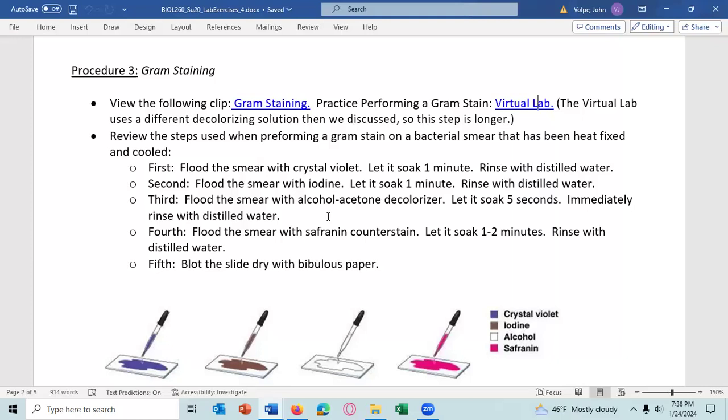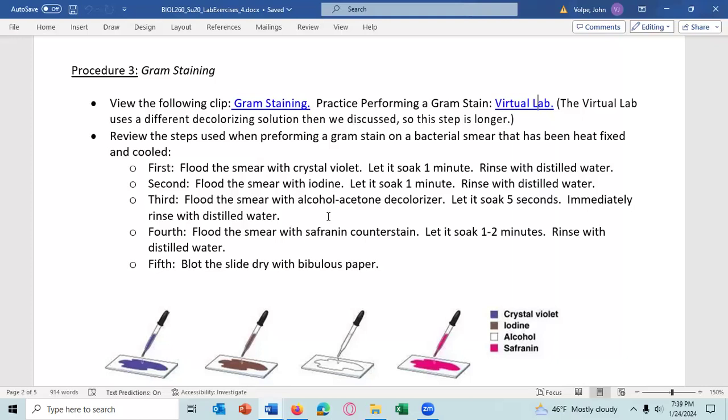Like I said, the best way to do that is you have your slide, you add the decolorizer and let it run down the slide. Once the blue of the crystal violet stops running, you stop adding the decolorizer. This should only take about 5 seconds. You then immediately rinse the slide with distilled water. You need to immediately rinse it with distilled water because there will be traces of the decolorizer on the cells, and that decolorizer will continue to work.